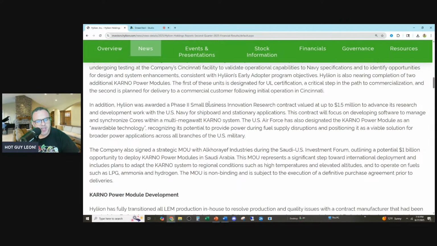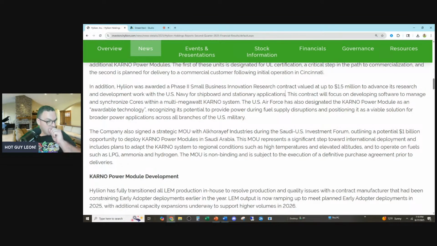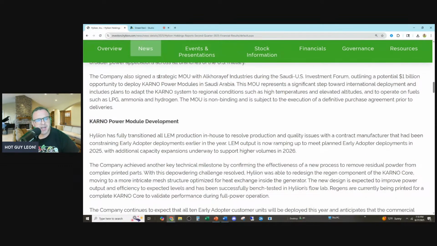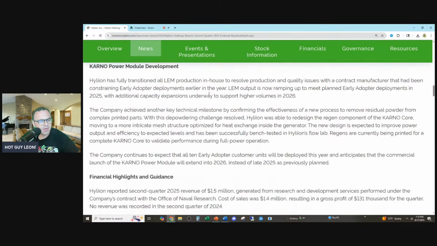In addition, they were awarded a phase 2 small business innovation research. Yeah, they're grifting off the government. Valued up to $1.5 million to advance its research and development work for the U.S. Navy. Yeah. This contract will focus on developing software that manages and synchronizes cores within a multi-megawatt Carno system. The U.S. Air Force has also designated the Carno power module as an awardable technology. This is all stupid. Okay. They signed a strategic, I guess that's a memorandum of understanding, outlining a potential $1 billion opportunity. God, what a freaking joke.